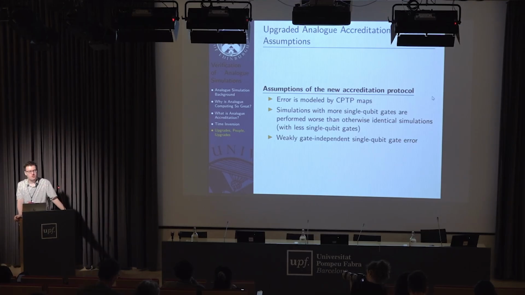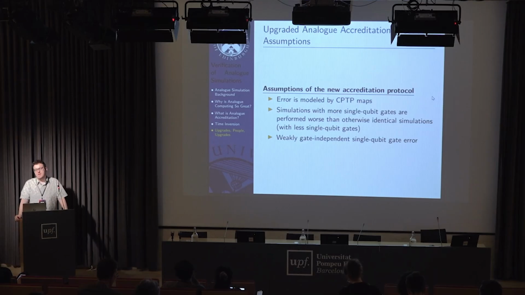So what are the assumptions of this new analog accreditation protocol? Once again, error is modeled by CP-TP maps. I don't particularly see this as a cause for concern. I think that's quite a reasonable assumption in the first place. We now say that we can actually relax this. I haven't talked about this, but we say that simulations with more single qubit gates perform worse than otherwise identical simulations.